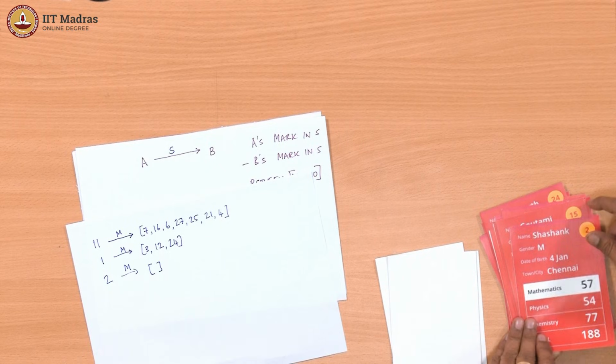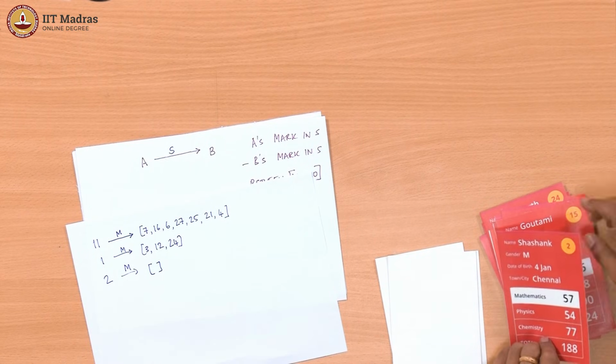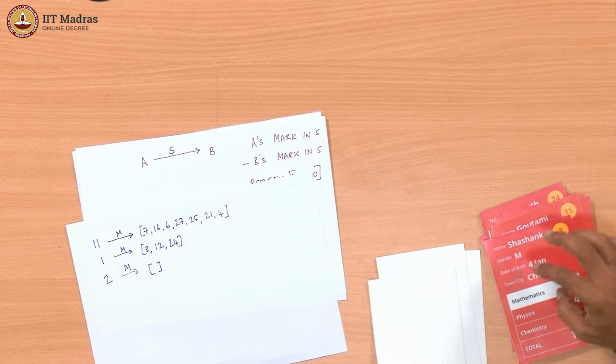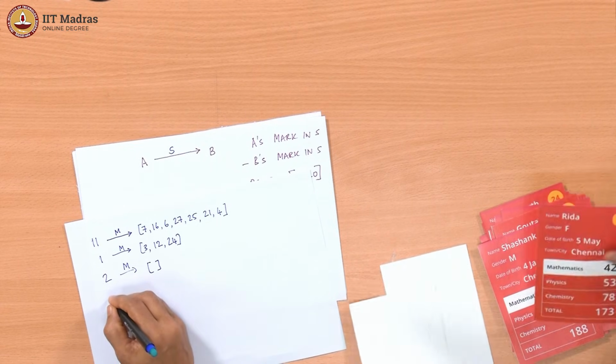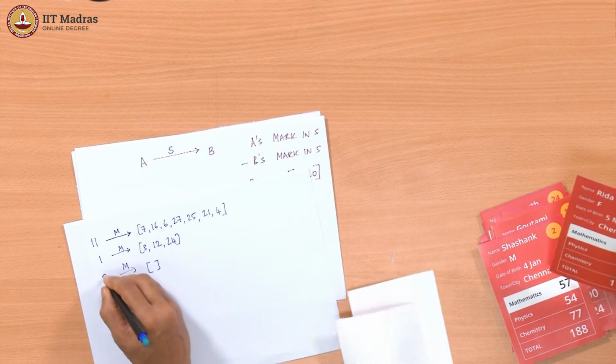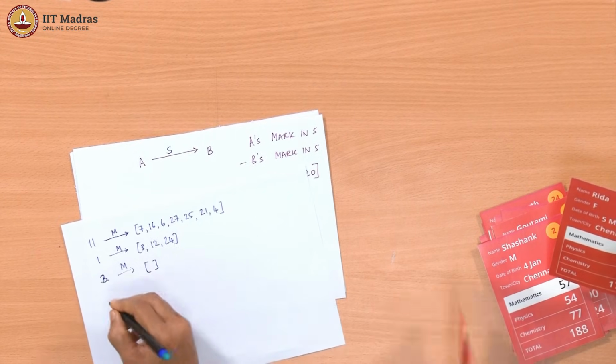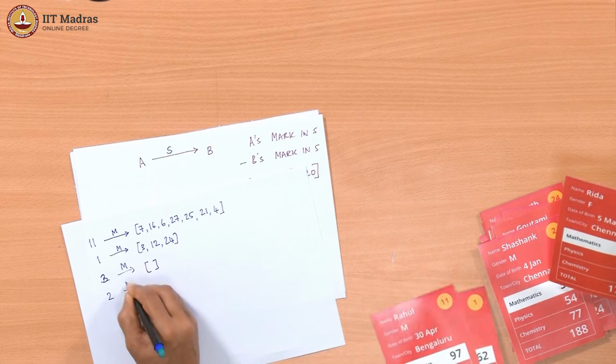Then Shashank. Shashank will be 37 to 47. So I think one of them is this one, right? So this is Rida. Shashank's number. Shashank is 2. Shashank was 2. Then Rida is 3. Okay, I made a mistake. So 2 can now mentor 3.